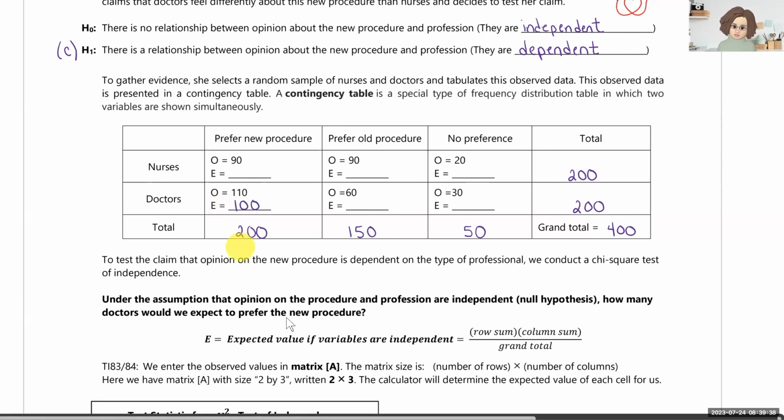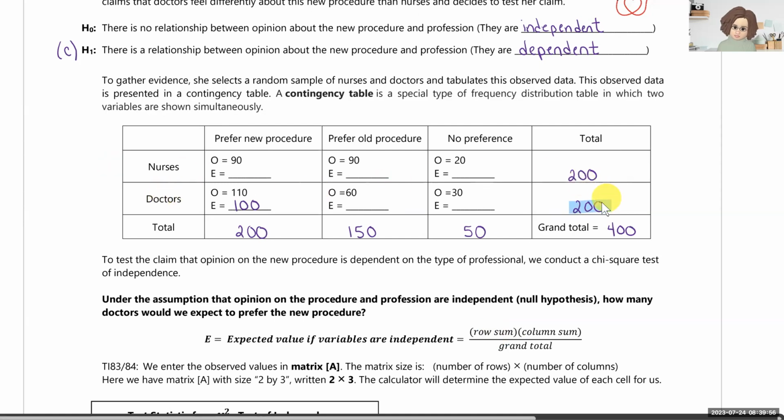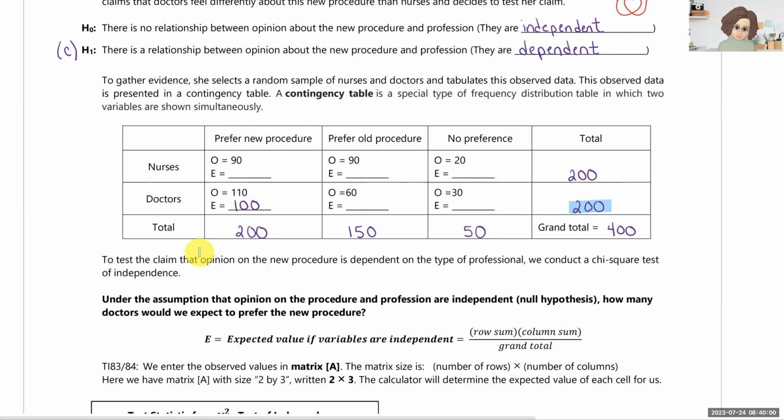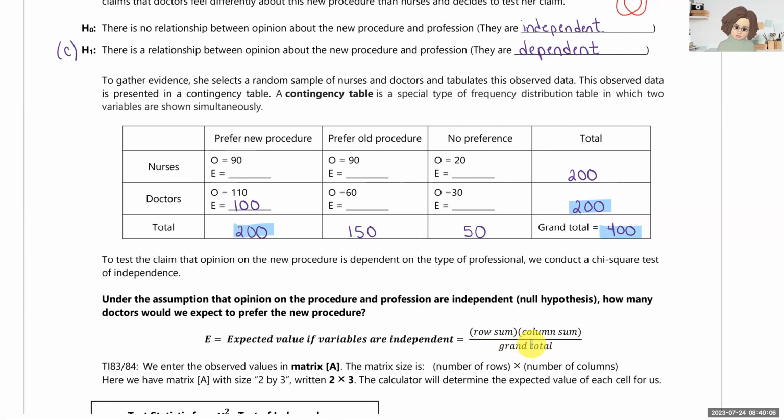So I did give a formula down here for it. We will not need to use this formula in the future. We're going to take advantage of technology in a moment, but I'll just show you how I got that 100 using the formula. So if I took the row sum, that would be the doctor's 200, and the column sum, the new procedure total 200. If you multiply those together and divide by that grand total 400, that will give us the 100.